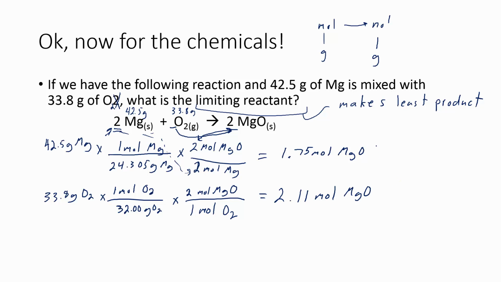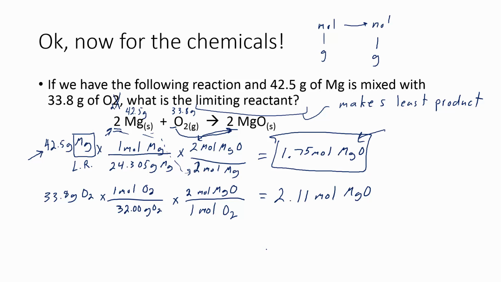So this first one is if magnesium is the limiting reactant, I'll get this much. And the second one is if oxygen is the limiting reactant, I'll get this much. Well, magnesium makes the least amount. So this is the actual amount I'll end up making, and then the reaction will stop. At that point, that makes magnesium the thing to run out first, and magnesium is our limiting reactant.